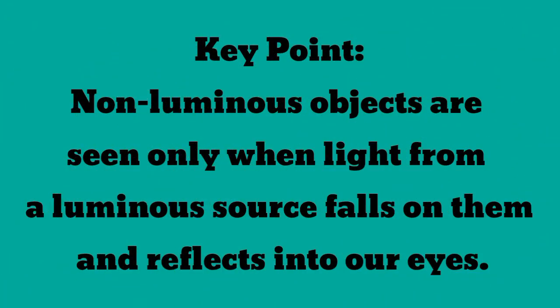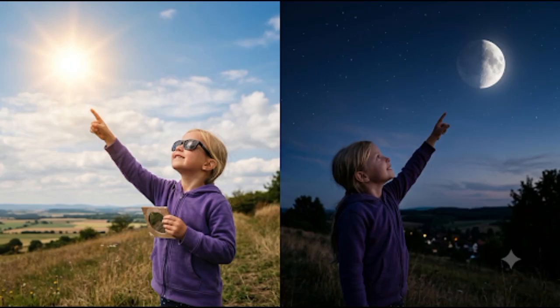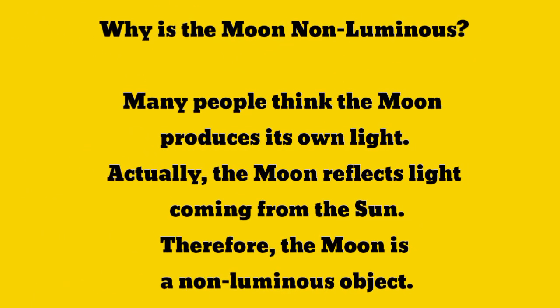And the key point about non-luminous objects is that they are seen only when light from a luminous source falls on them and reflects into our eyes. In this way, we are able to see non-luminous objects. Here you can see that sunlight is falling on the ball and then light is entering the eye, so it is visible. In the same way, the moon is also visible to us.